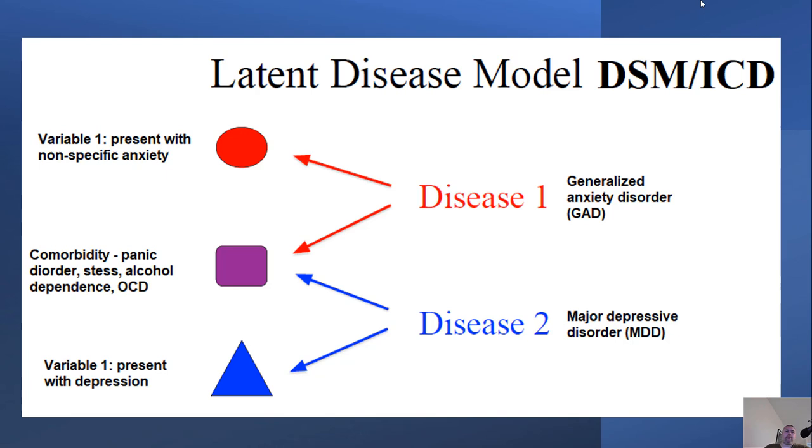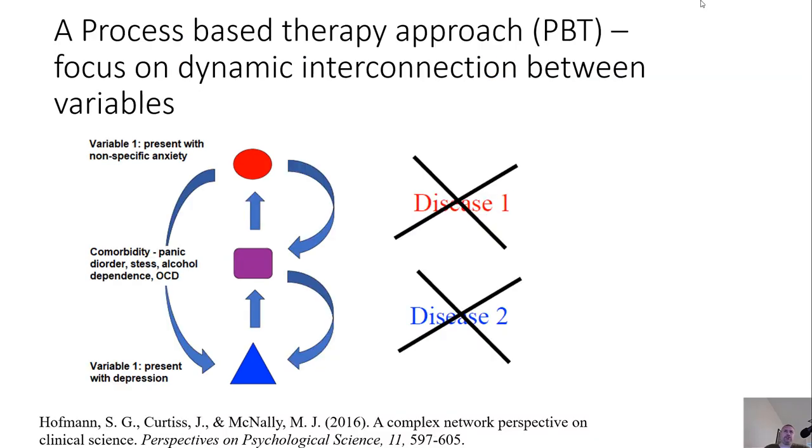Just as an example of the kind of problems, what I'm referring to with comorbidity. So disease one, you might have generalized anxiety disorder. You're trying to classify someone with this particular disorder, and you are also classifying major depressive disorder. Now, between these disorders, there might be a whole bunch of comorbidity, such as alcohol dependence, OCD, stress, panic disorder, and so forth. So it muddies the water.